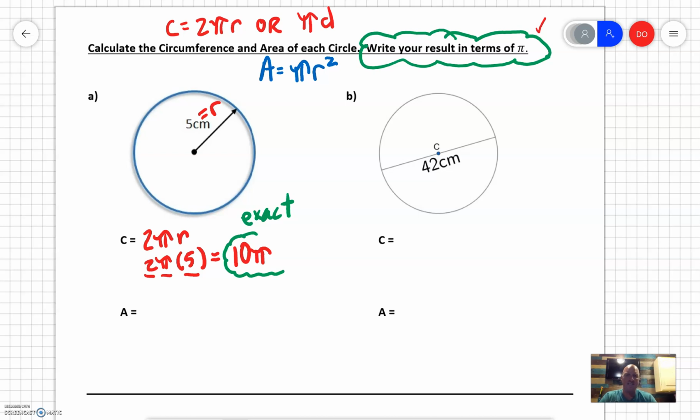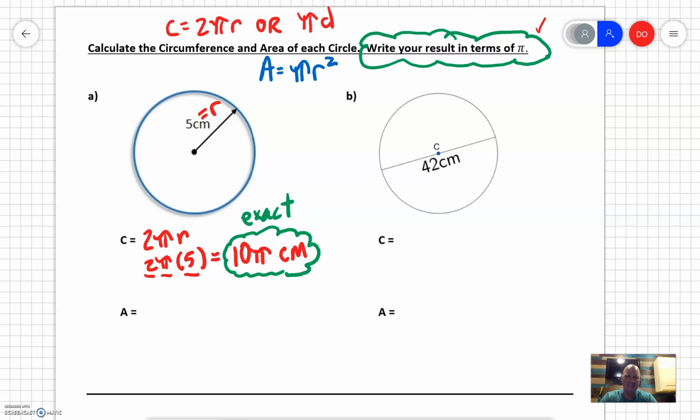So anyways, this is an exact value, 10 pi. And we're also measuring a circumference, which is a distance around the circle. So this would actually be 10 pi centimeters. Again, what we just did was we wrote a result in terms of pi. Now you can also write results as approximations.